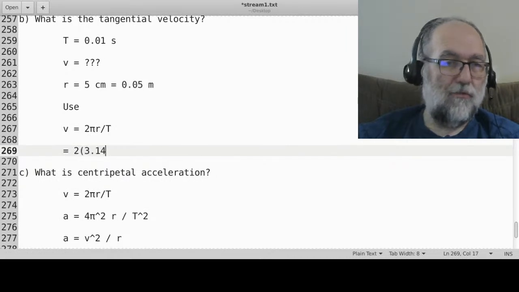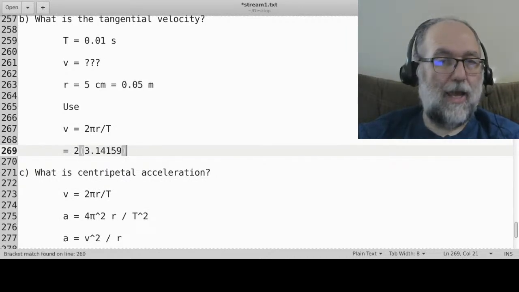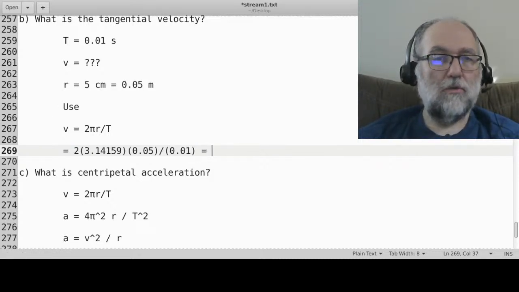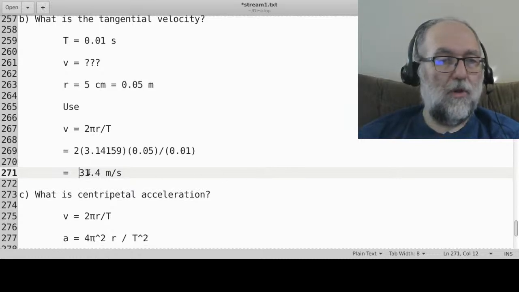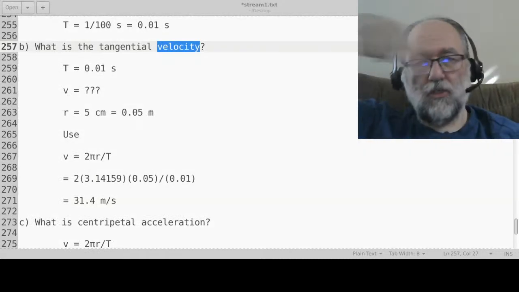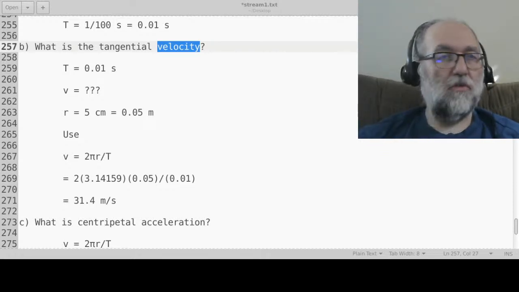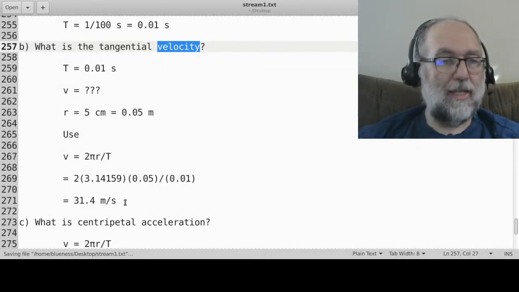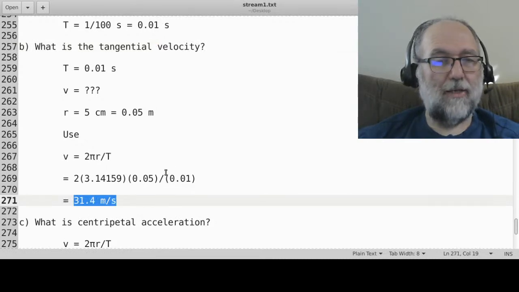So just substituting in the numbers, 2 times 3.14159, r is 0.05, T is 0.01. Everything in here is MKS, and that works out to this number right here, 31.4 meters per second. Okay, so there's the answer. How fast is it spinning? That is, what's its tangential velocity? It's going in a circle, right? So it's got a tangential velocity. The answer is 31.4 meters per second, okay?